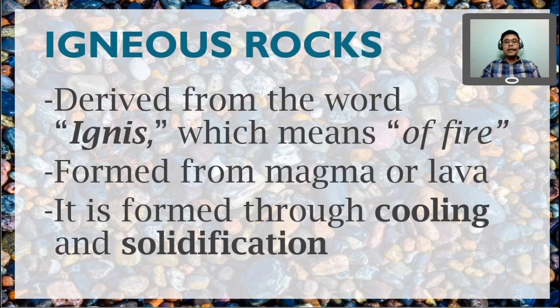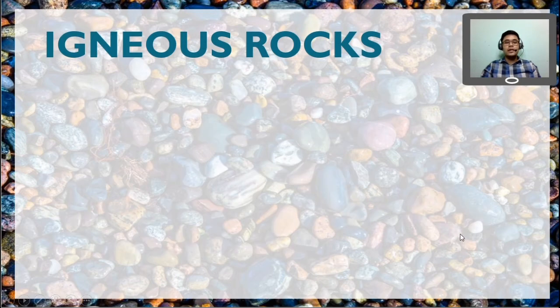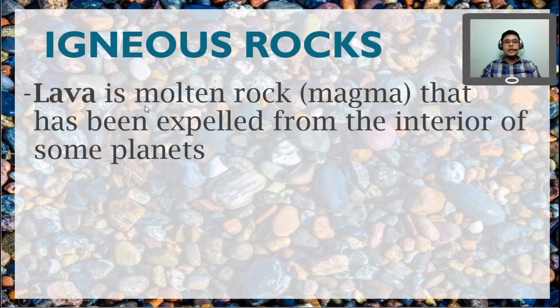And maybe you're asking, what is the difference between magma and lava? Well, I provide a definition for magma and lava under the igneous rocks. So first, let's have lava. Lava is a molten rock that has been expelled from the interior of some planets, or specifically from the planet Earth. When we say expelled, inilabas siya galing dun sa interior part of the planet.